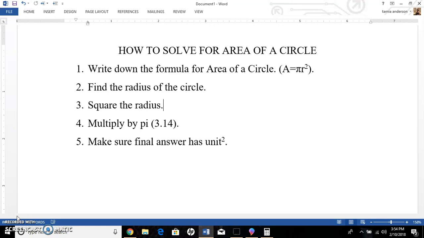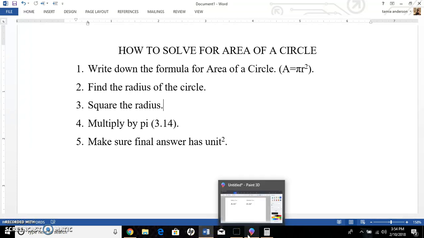Then, you're not done after you get that answer. You're going to put in the units squared. So if your problem has inches in it, you're going to have at the end inches squared. If your problem has feet in it, you're going to have at the end feet squared. So let's do a couple of examples.